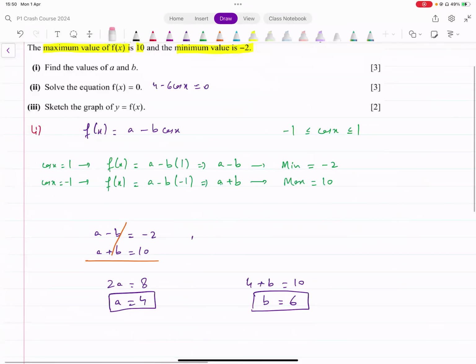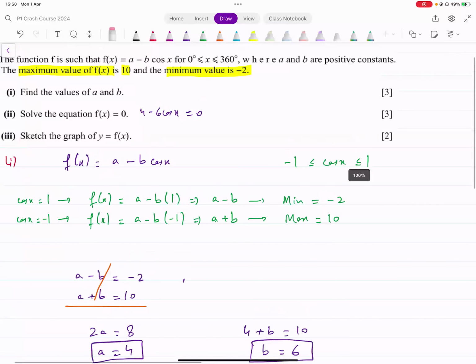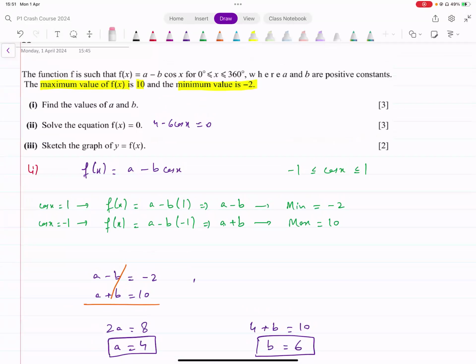So I just wanted to talk about that in particular. This is one way of doing this. Input cos x equals 1 once, input cos x equals -1. One of them is going to give you the maximum value, the other gives you the minimum value. You get two equations, solve those two equations simultaneously, and you get the values of A and B.